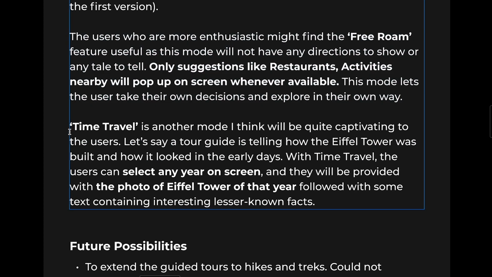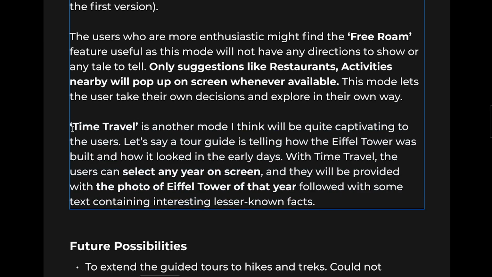Okay. Now, time travel is another mode, all right, which I think would be quite captivating to the users. Let's say a tour guide is telling how the Eiffel Tower was built, and how it looked in the early days. With Time Traveler, the users can select any year on the screen and they will be provided with the photo of the Eiffel Tower of that year, followed with some text containing this. Now, first of all, this is not going to be your main USP or main solution. This is going to be like a tiny feature, right?